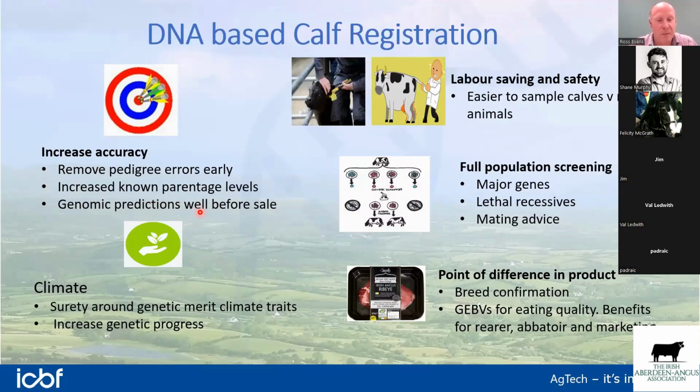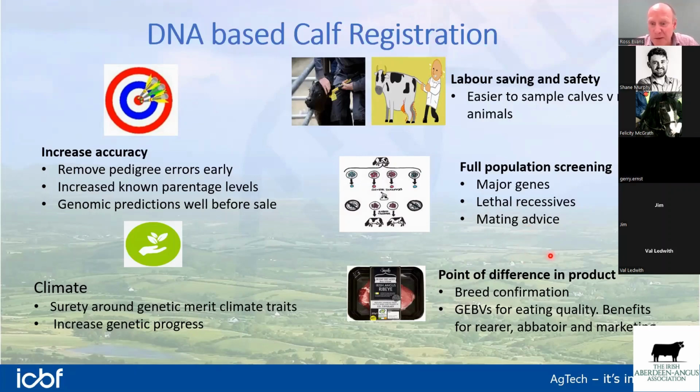So, you get them within a couple of months of the animal being born. The other aspects that we see as being positive are that it is probably easier to sample calves versus mature cows. It would also allow full population screening for major genes, for any lethal recessives that may still yet be investigated in the population. And it also allows a different mating advice package to be built when you know that every animal is genotyped.